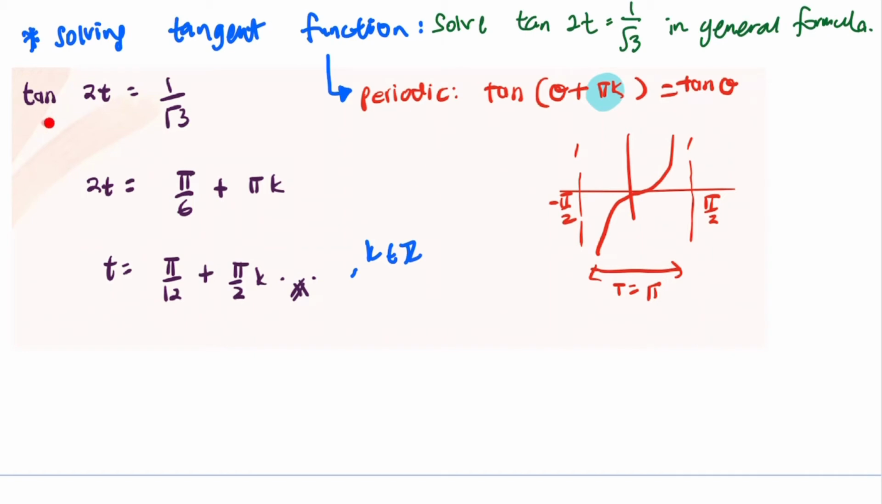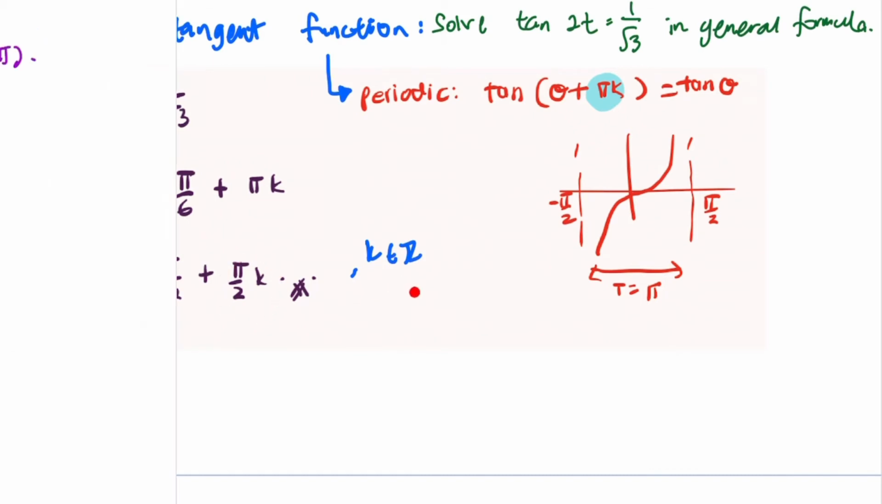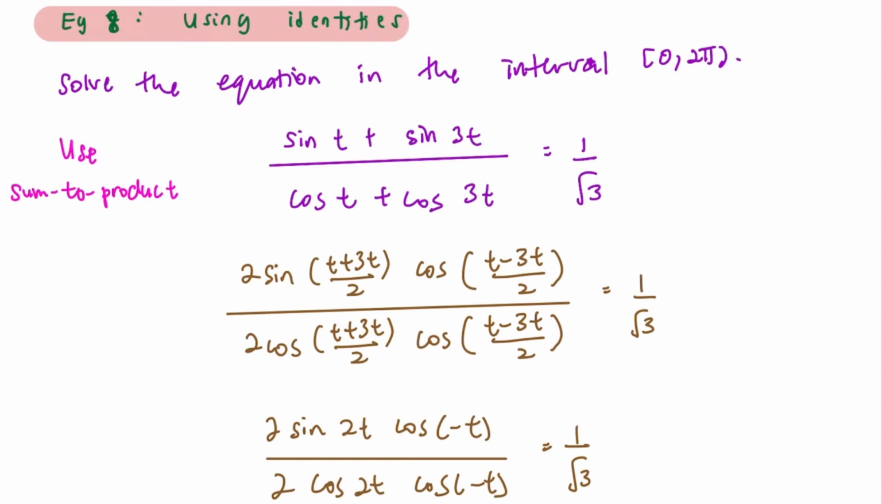So now let's solve this. Tangent 2t is 1 over sec 3. So let's use a calculator. Shift tangent 1 over sec 3. That is 30 degrees, which is pi over 6. So just write pi over 6 plus pi k. Now let's solve for t. Let's divide all of this by 2. So your answer for t is pi over 12 plus pi over 2 k, where k is an integer. Since we know the period for tangent, it's easier for us to solve this question here.